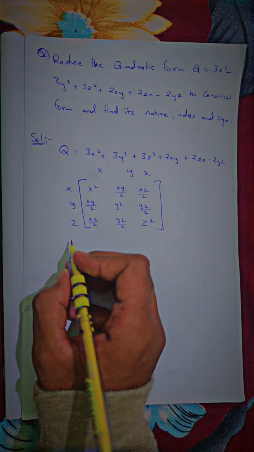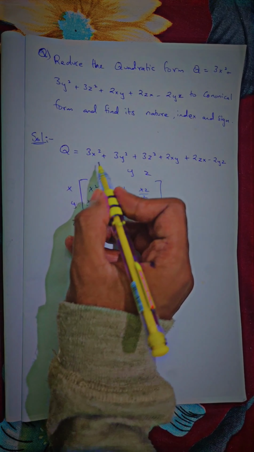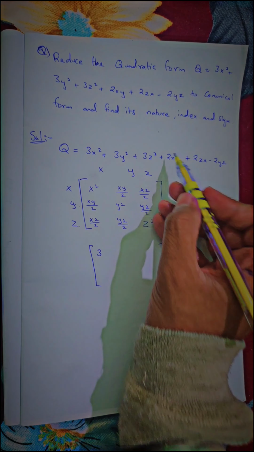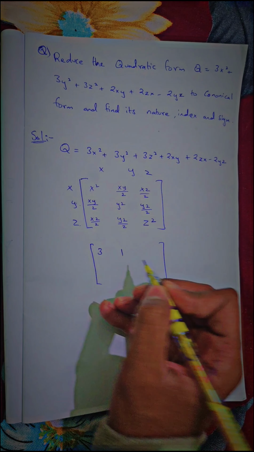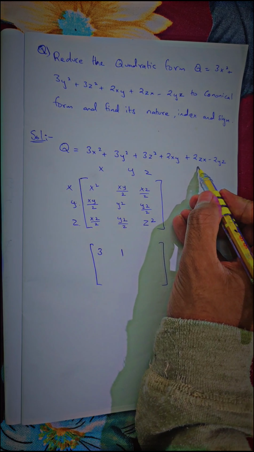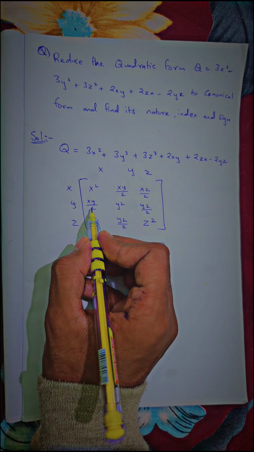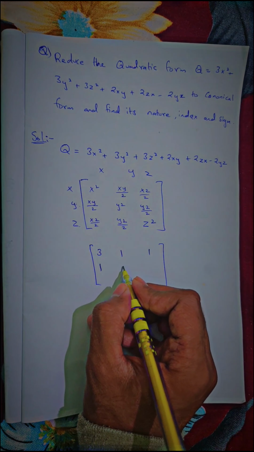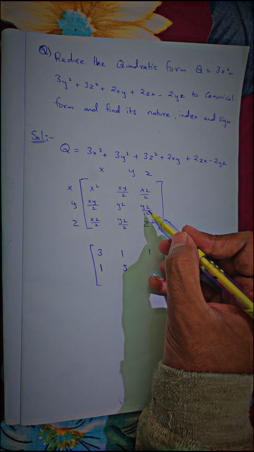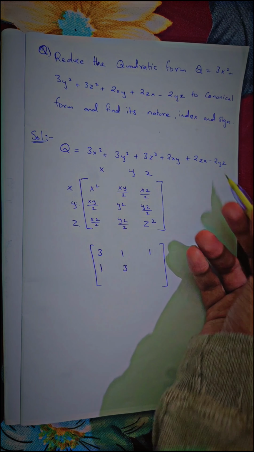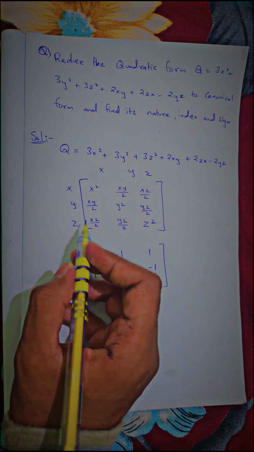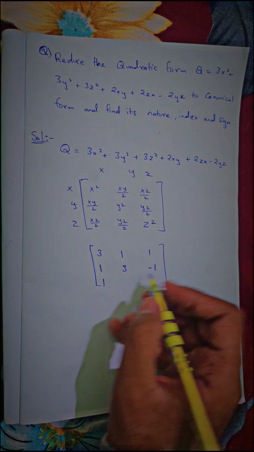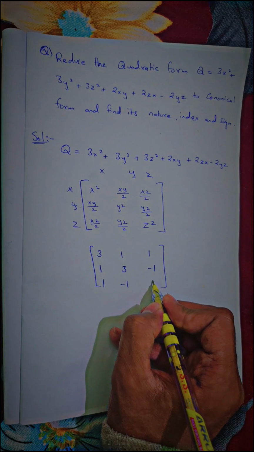So we need to write the values, like here are the coefficients. X square coefficient is 3. Then check for xy coefficient. It is 2, so 2 by 2 is 1. And then zx coefficient, it's also 2, then it becomes 1. xy coefficient here is also 1. And y square coefficient is 3. And yz it is minus 2, so it becomes minus 1. Xz also 1. Here yz we have taken minus 1, and then z square coefficient is 3.